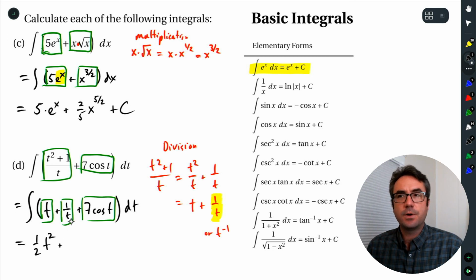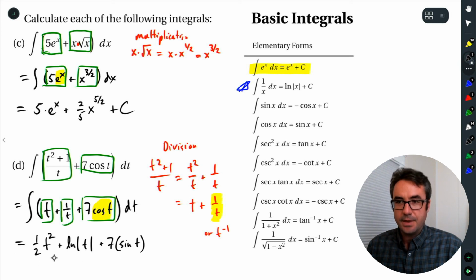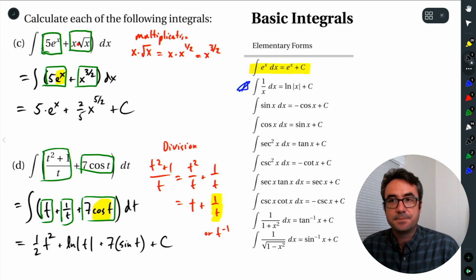What's the antiderivative of 1 over t? Well, we can look that one up, and we see that right here. 1 over x is natural log absolute value x. So we're going to have natural log absolute value t. Done with that second term. Now our function has a plus, so we have another plus. 7 is a constant multiple, so we can just focus in on that cosine t term, our variable term. What's the antiderivative of cosine x? It's sine x. So we're going to have plus 7 times sine of t. And that's the integral of our last term. Then plus c at the very end.